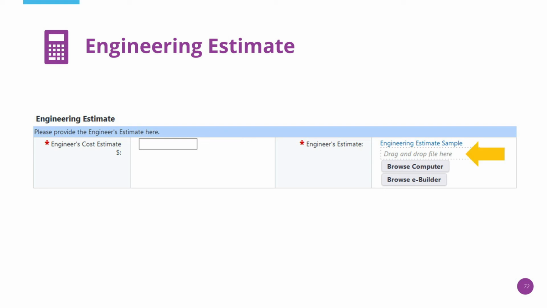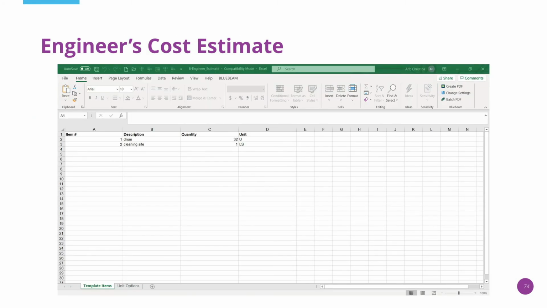If you need a sample, click on the Engineering Estimate Sample, which will allow you to download the spreadsheet shown on the next slide. For the engineer's cost estimate, you will need the item number, a description of each item, the quantity, and the units.